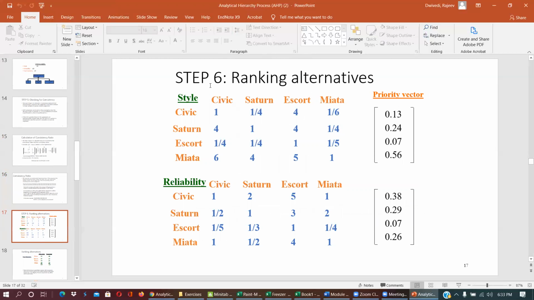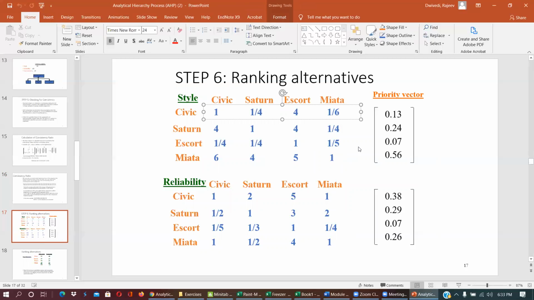Now we are going to check the style and rank the alternatives. Again, we do the pairwise comparison. Civic to Civic is 1, Saturn to Saturn is 1, Escort to Escort 1, Mazda to Mazda 1. Civic is 1/4 preferred over Saturn, and Civic is 4 times preferred over Escort.